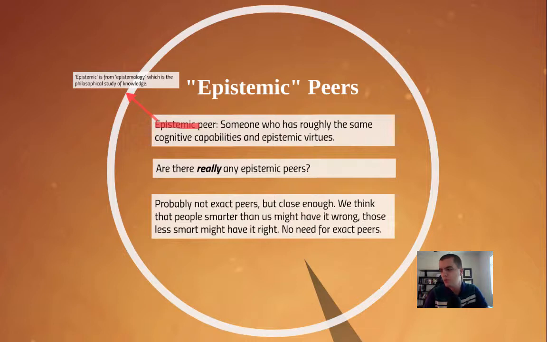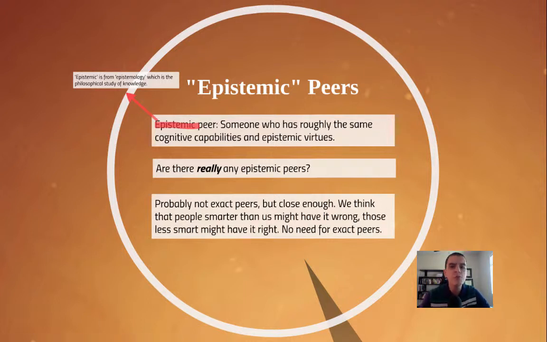Because small degrees in intelligence or small degrees in intellectual honesty probably aren't going to be as dangerous or as significant as we might initially find them. So I think how we should think about this is that peers are someone who has roughly the same cognitive capabilities and epistemic virtues, because we think people that are smarter than us or more intelligent than us might actually get things wrong that we have right.